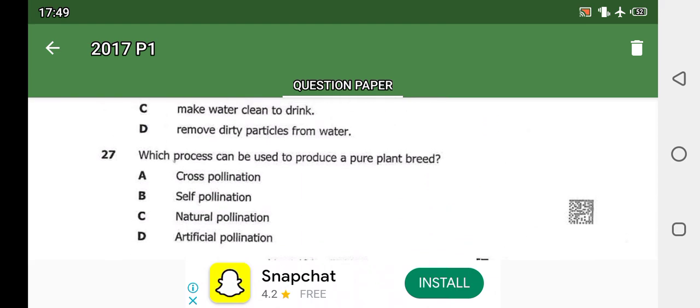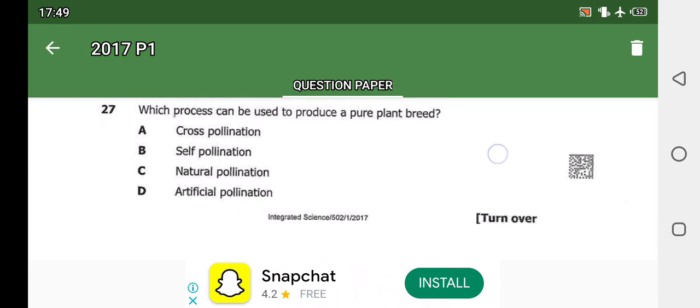Question 27. Which process can be used to produce a pure breeding? Pure breeding, meaning the offspring will come out just like their parents were. So the correct answer is self-pollination.